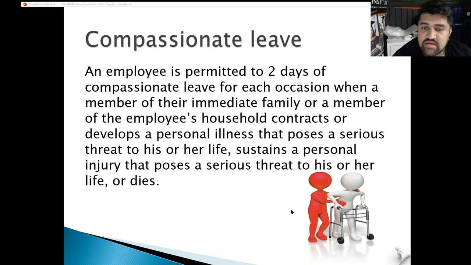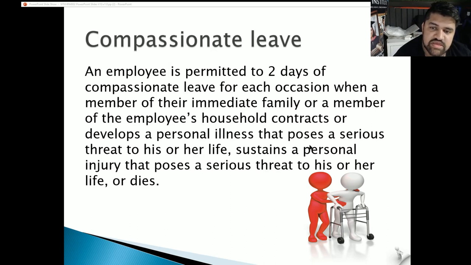Compassionate leave. An employee is permitted 2 days of compassionate leave for each occasion when a member of their immediate family or a member of the employee's household contracts or develops a personal illness that poses a serious threat to his or her life, sustains a personal injury that poses a serious threat to his or her life, or dies.